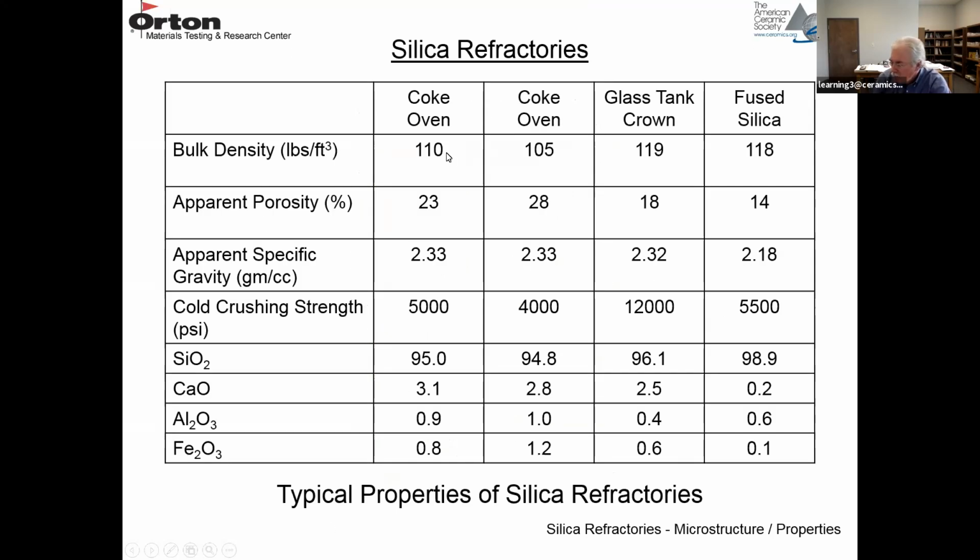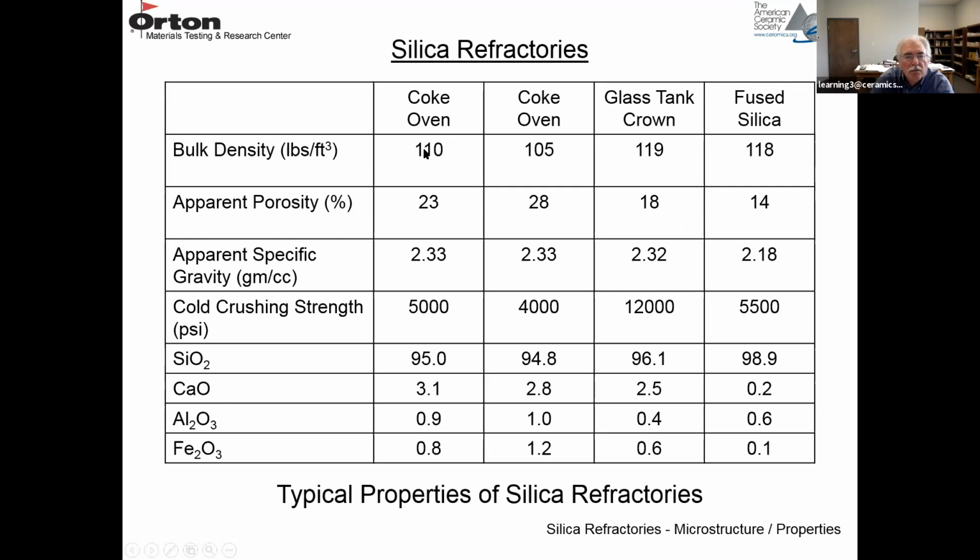Silica refractories are mostly used in coke ovens. So they line coke ovens. Coke ovens are in steel plants where they're converting coal to coke to use in a blast furnace to reduce the iron ore to iron. So there's coke ovens, and they're also used in glass tank crowns. So the roof of a glass tank may be made out of silica. And then this is just a few silica materials.